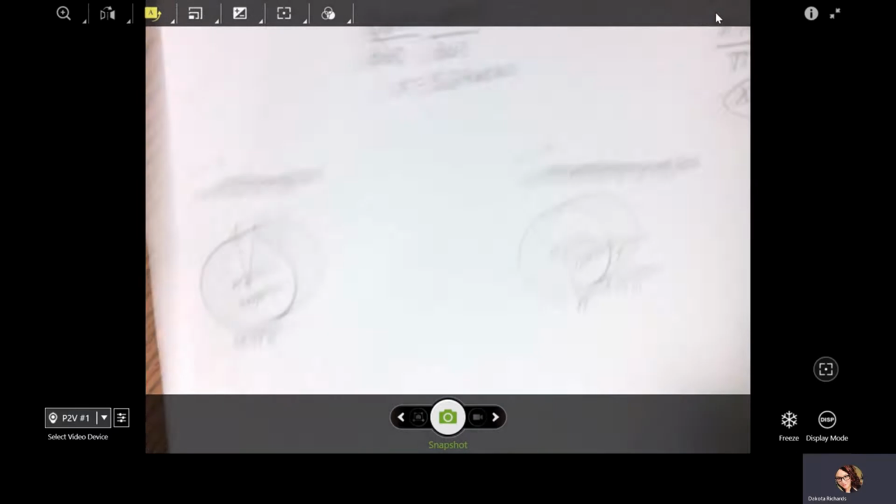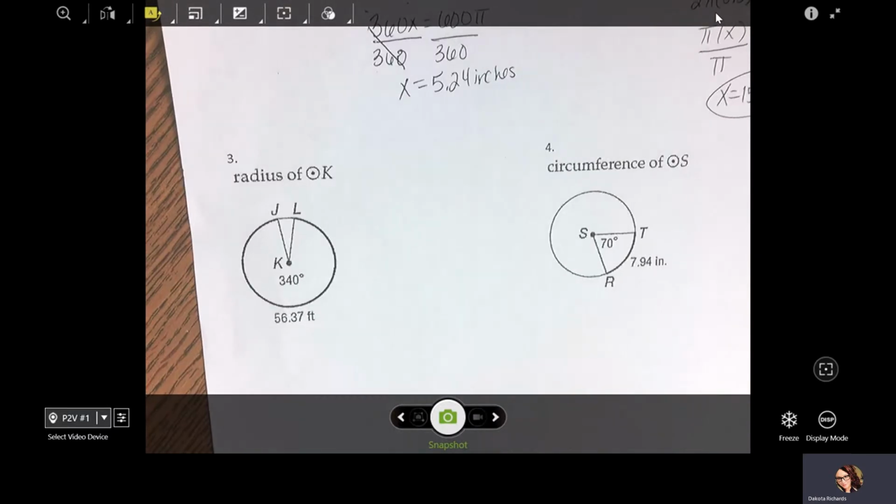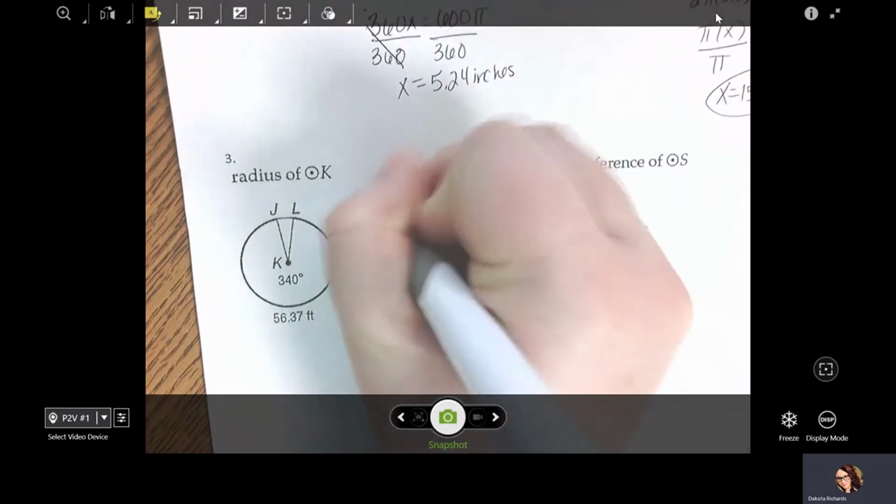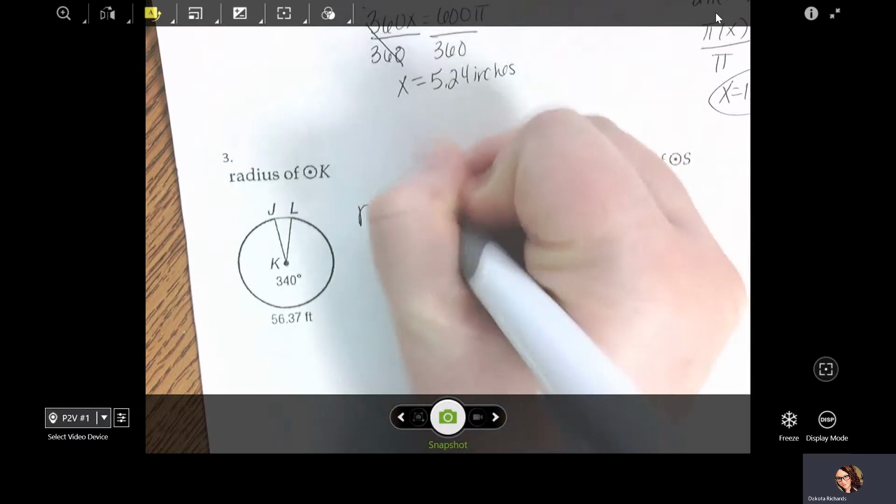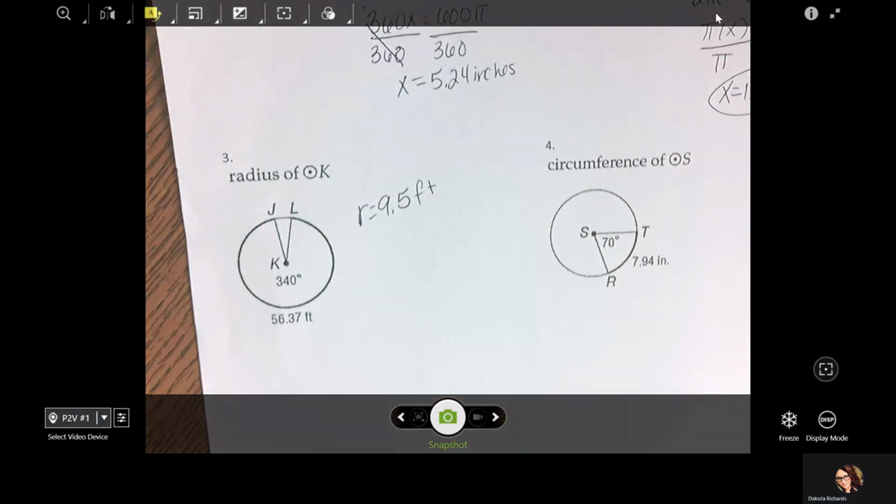On number 3, you were asked to find the radius. You should have gotten 9.5, and that's in feet. Questions there? Yes. What did you get? Okay. Let's see what happened.